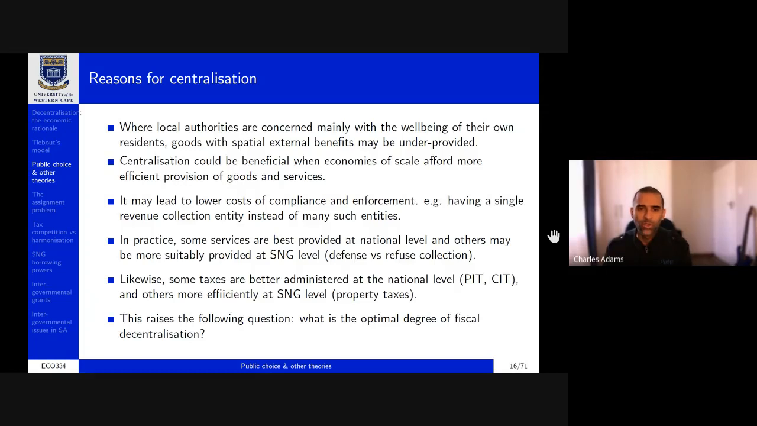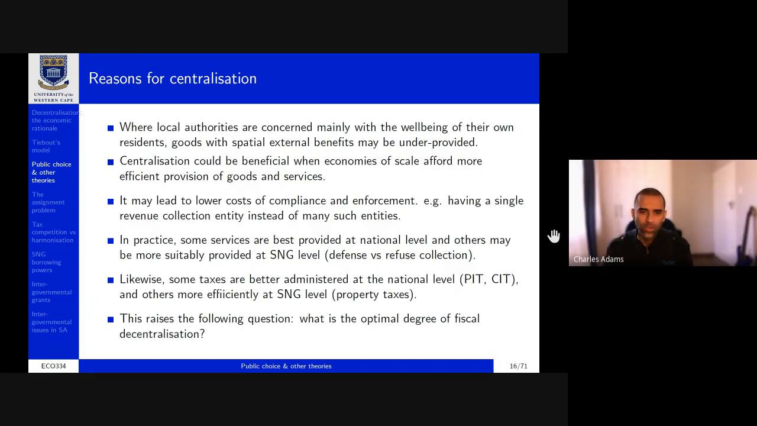Also, centralization could be beneficial when economies of scale afford more efficient provision of goods and services. That's sort of an obvious point. It may lead to lower costs of compliance and enforcement, again relating to economies of scale effects, such as having a single revenue collection entity instead of an entity for each province, for instance. Then, in practice, some services are best provided at national level, and we'll talk a little bit more about this later. And others may be more suitably provided at subnational level.